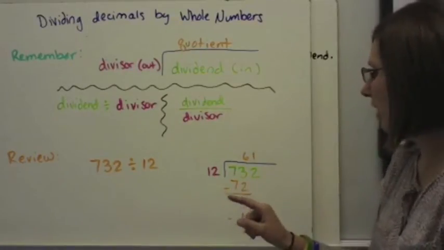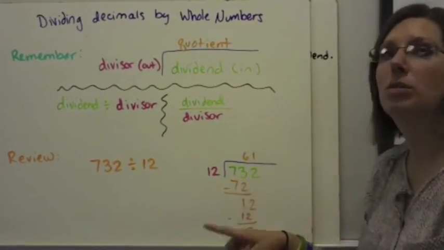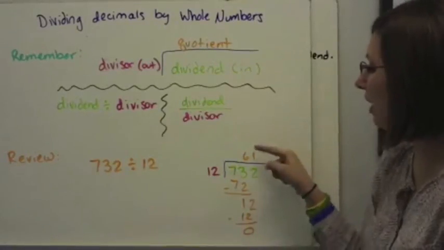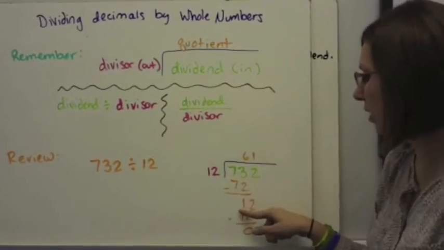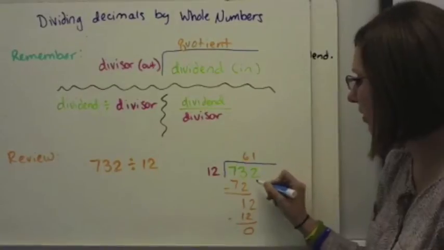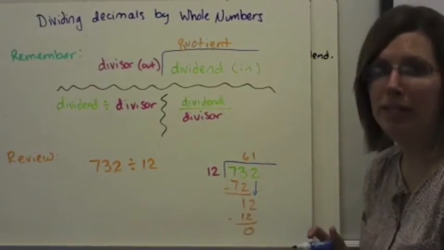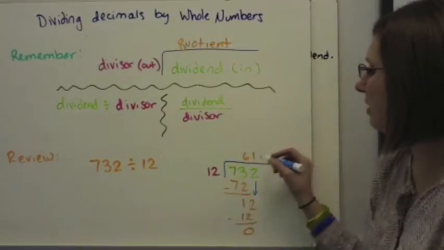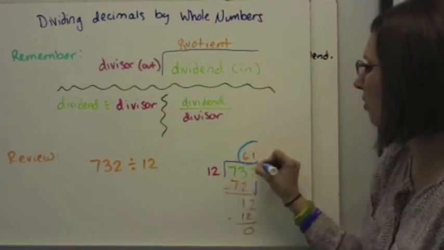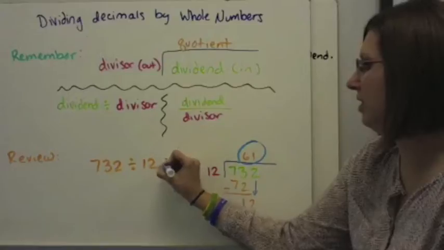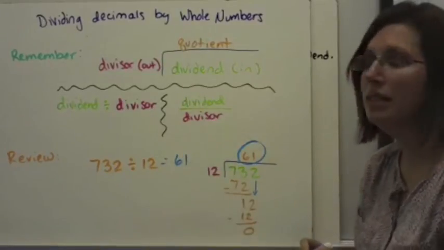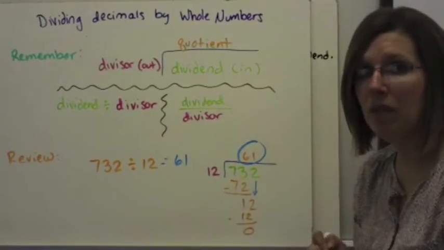6 times 12 is 72. So I'm going to subtract. I put 6 on the top, I subtract, and I get 1 here, and I'm just bringing down this other 2. Then that makes 12. So 12 goes into 12 once. So I've got 61 as my quotient of this division problem. This is basic long division.